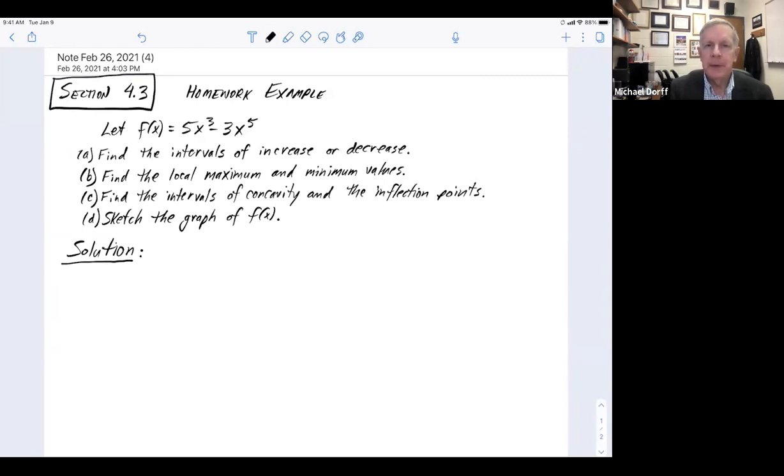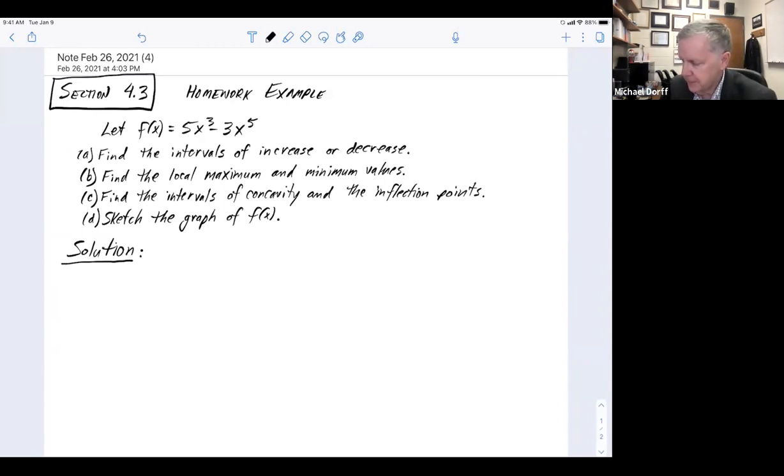We're in section 4.3 and we're looking at a homework example. In this example, we're given a specific function and then we're supposed to figure out information about the shape of the graph of that function, and we'll use derivatives to do that. All right, so let's begin.